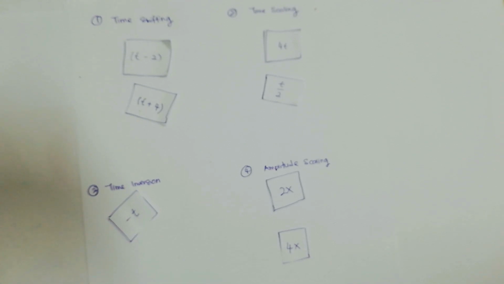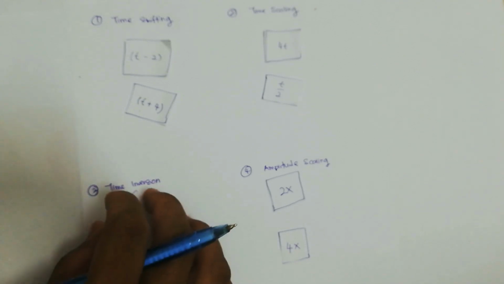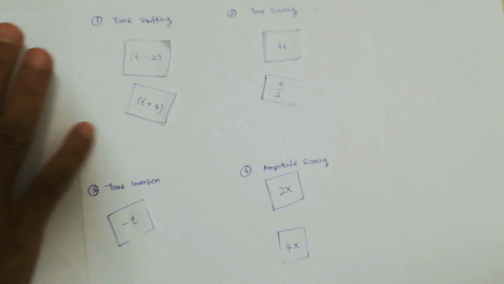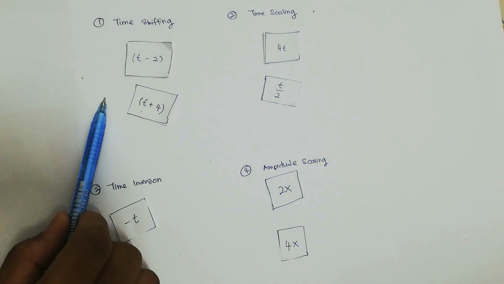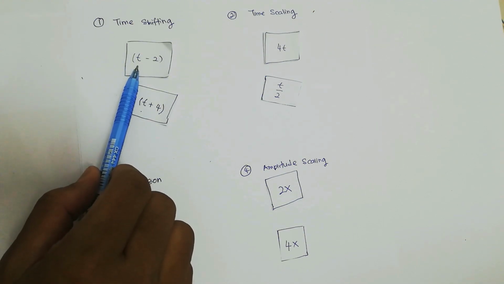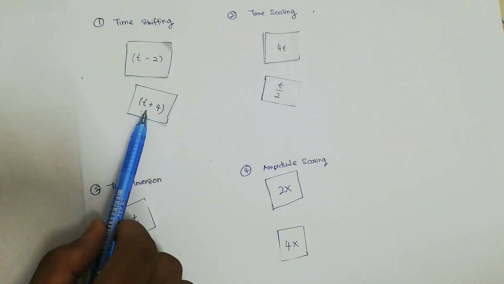Hopefully everybody is safe. For this video, I would like to recap what we have learned about signal transformation. As I said, signal transformation can only happen when you have a system. So a signal can be transformed if you have a system. For example, here we have a time shifting system, and we have two time shifting systems over here. This is a delay system, and this is an advance system.